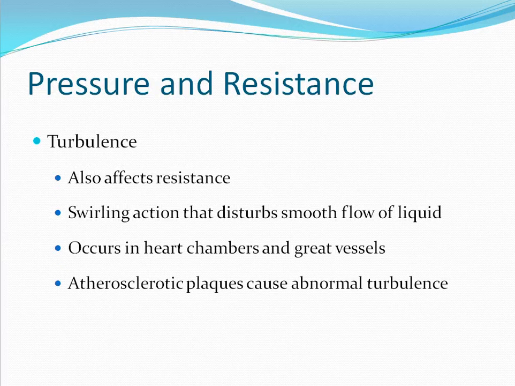Turbulence will also affect resistance. Turbulence refers to the swirling action that disturbs the smooth flow of a liquid. Any increase in resistance will slow down the flow. Turbulence typically occurs in the heart chambers and in the great vessels. Something else that could contribute to turbulence is atherosclerotic plaques. These will cause abnormal turbulence in any vessel that has one.